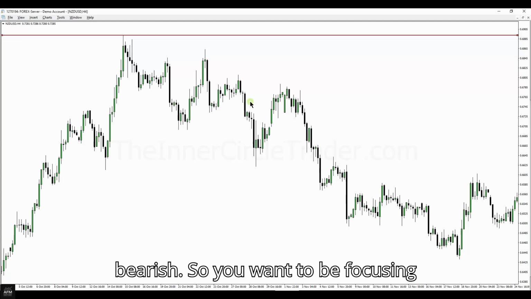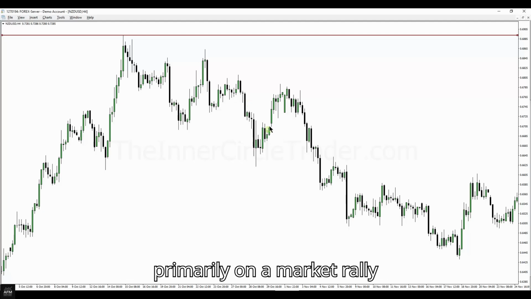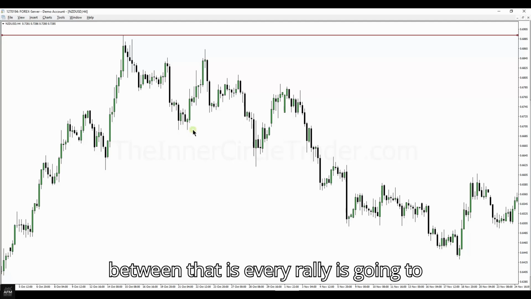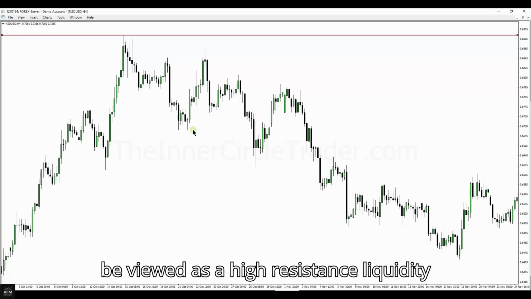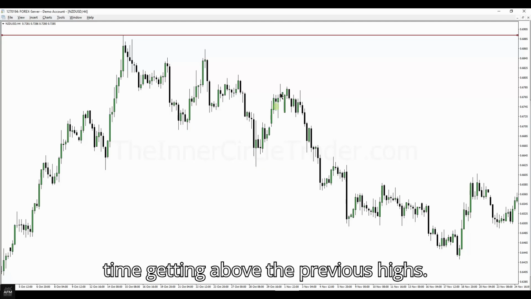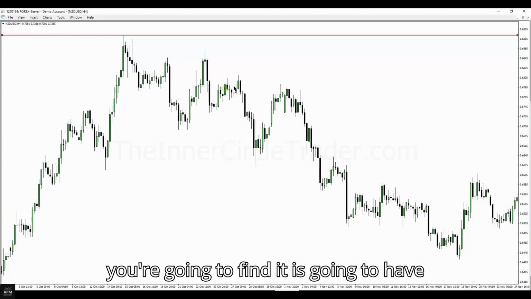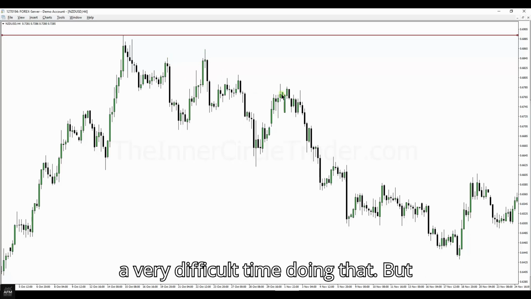So you want to be focusing primarily on a market rally to take out short-term lows or intermediate-term lows. The difference between that is every rally is going to be viewed as a high resistance liquidity run. It's going to have a very difficult time getting above the previous highs. Sometimes it will happen, but generally you're going to find that it's going to have a very difficult time doing that.